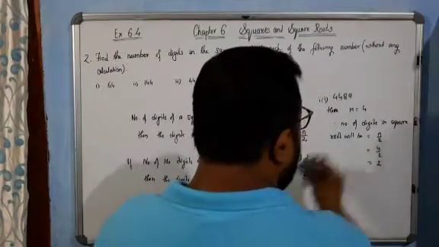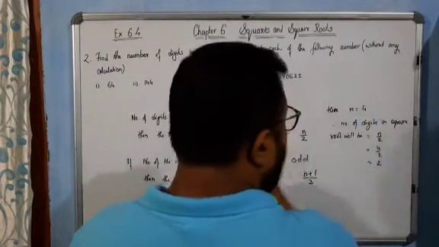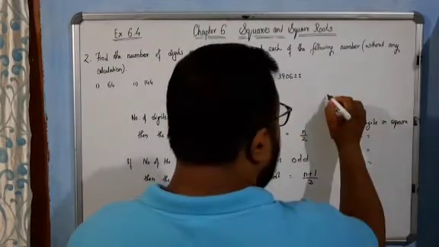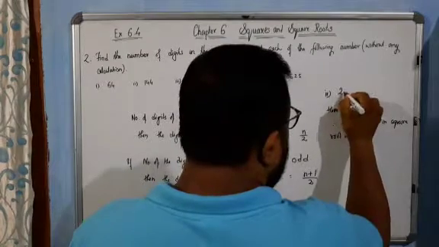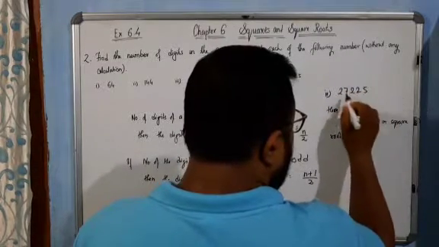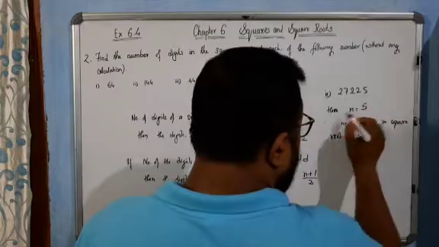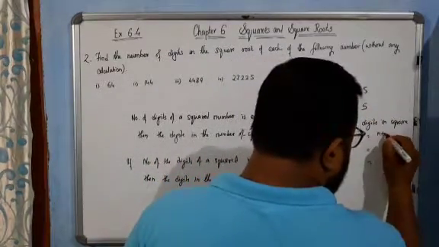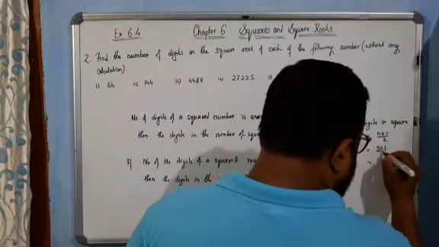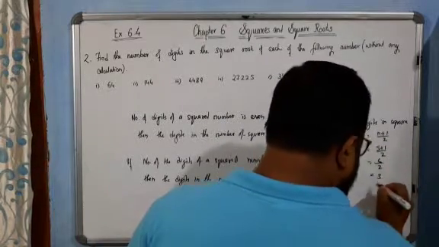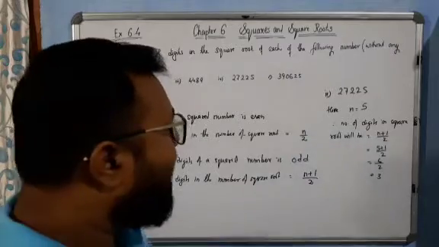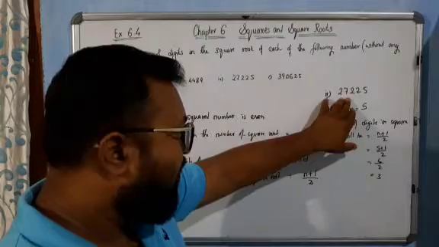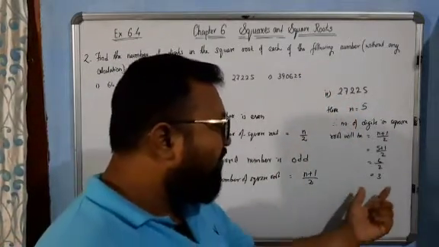In the fourth one, we have 27225, 1 2 3 4 5. Here number of digits n equal to 5, it means it's odd. So n plus 1 by 2, 5 plus 1 by 2, 6 by 2 equal to 3, means if we make a square root of this one, we will get a result which will have 3 digits in it.